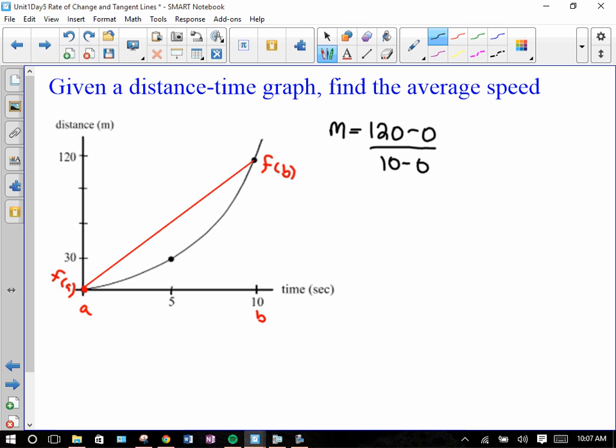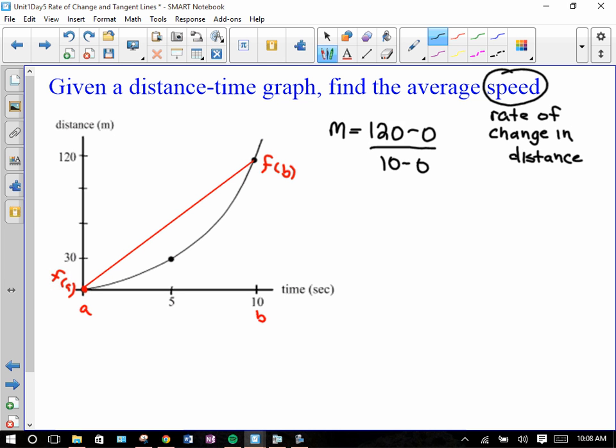Now here's the problem. We know this is the equation for average rate of change, right? Not the average rate of speed. But what you need to start thinking about in calculus is that speed is talking about the average rate of change of distance. It's saying how fast do you travel over time. So speed is the rate of change in distance. So what we're really finding when we're finding the average speed is the average rate of change in distance.